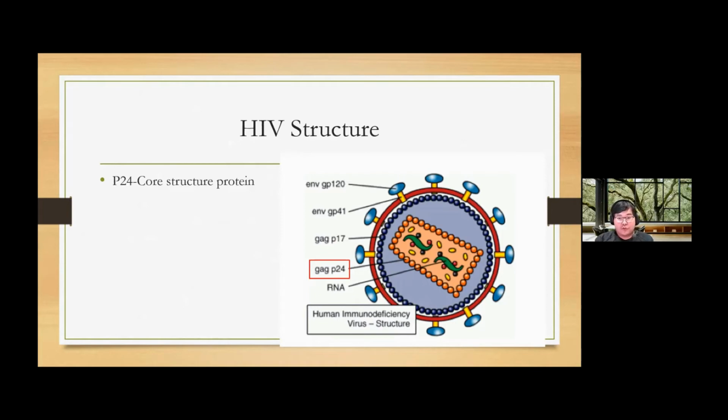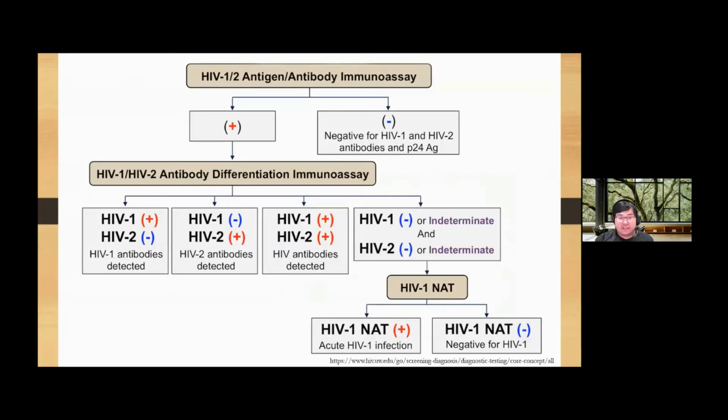So for those of you, I'm not sure if we've learned this in 2nd year yet. The 2nd years have learned it yet, but we have this beautiful flowchart that I saw last year that was taught to me. So we have the antigen antibody immunoassay up here. That is the 4th generation test, the combo. So we can kind of follow through this.